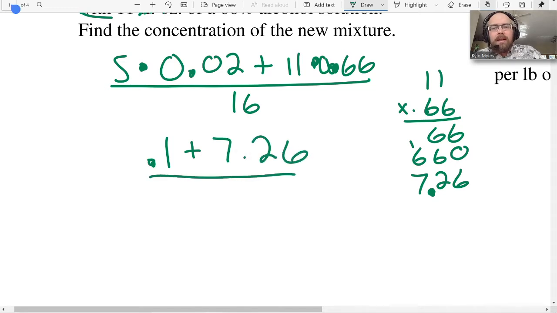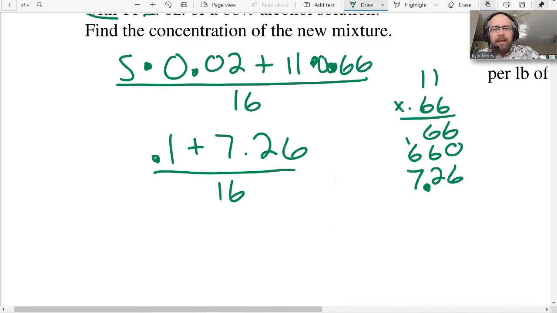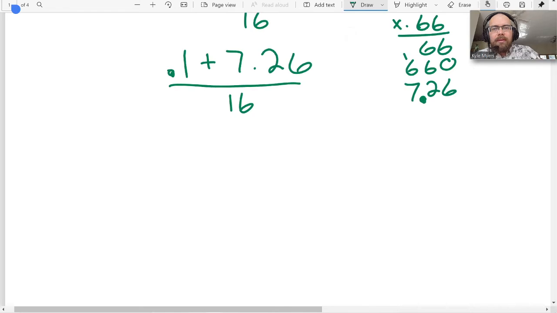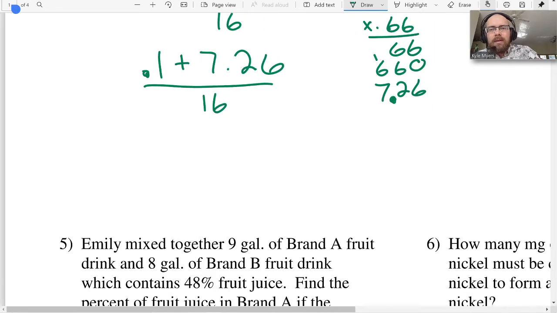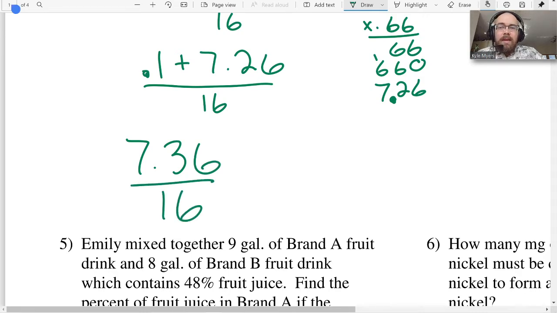All right, and then we're going to take that and divide by 16. So we're going to add 0.1 to that. It's not that hard to add 0.1 to that, fortunately. All we have to do is say, okay, then this is 7.36 over 16. And then we want to divide that.